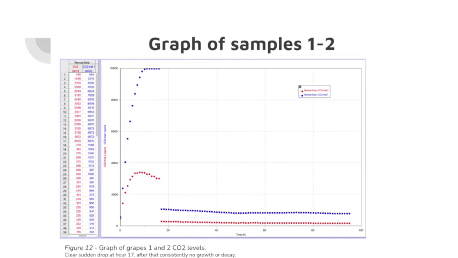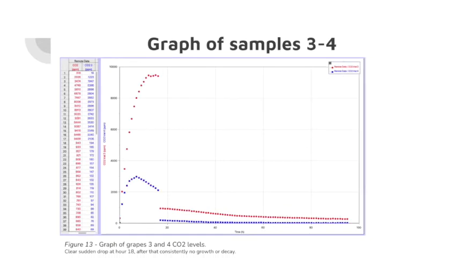In this graph, you see grape 1, the blue line, and grape 2, the red line. You can see large fermentation from hour 1 to 17, and that the grapes clearly did somewhat ferment. But then, after hour 17, it drops dramatically and stays consistently at a baseline level of CO2 production. It is important to note that the grapes had no major visible change after hour 17, other than the oxidation of the grapes.